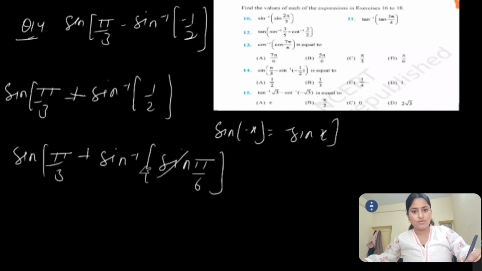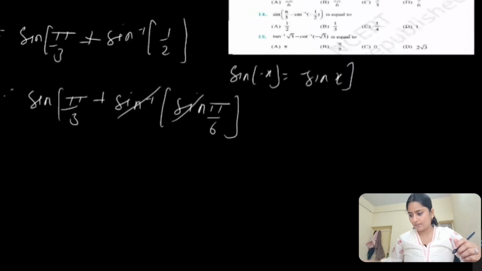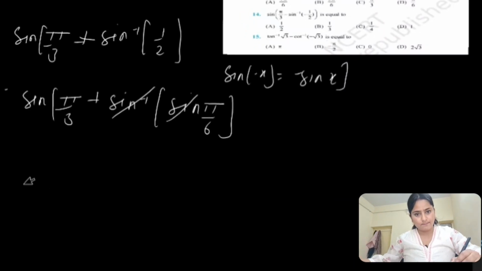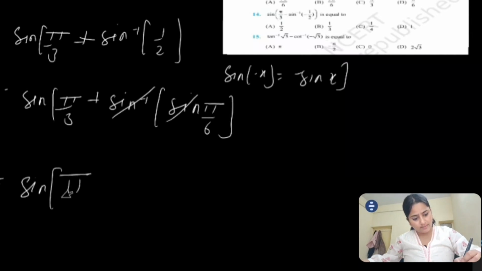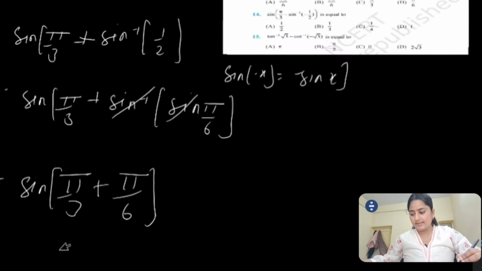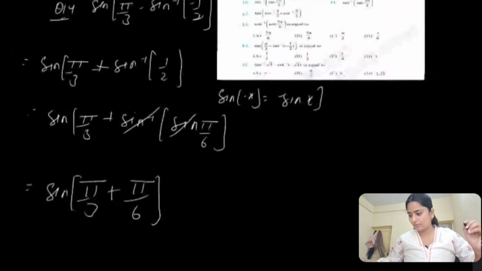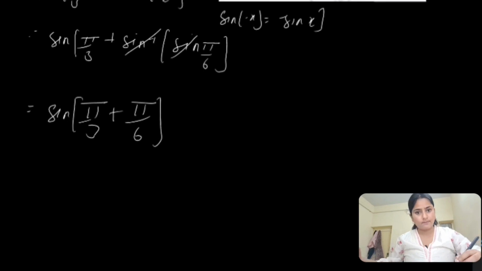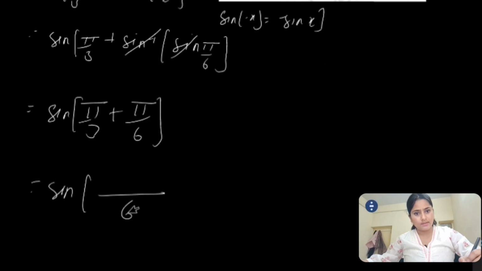Okay, now cancel this, we'll get sin(π/3 + π/6). Now into the next step, let's write sin(π/3 + π/6), and take the LCM. Take the LCM, which is 6. 3 times 2, 2π plus π, which is equal to 3π/6.